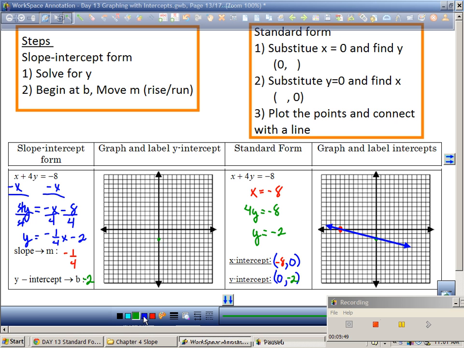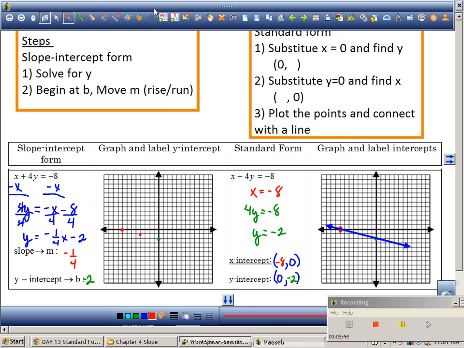-2, and I'm going to rise up 1 and to the left 4. 1, 2, 3, 4. Up 1, 1, 2, 3, 4. Oh, look at that. There's my x-intercept. Just like here. The same.